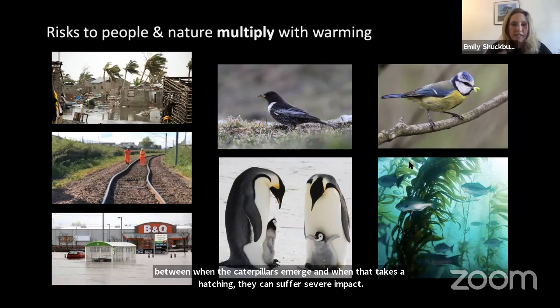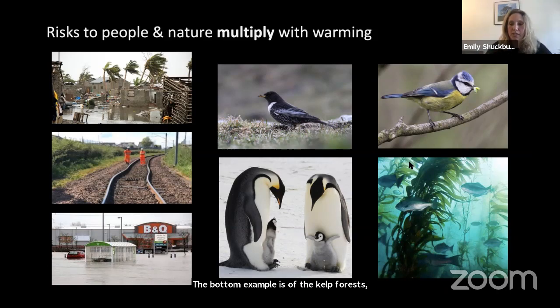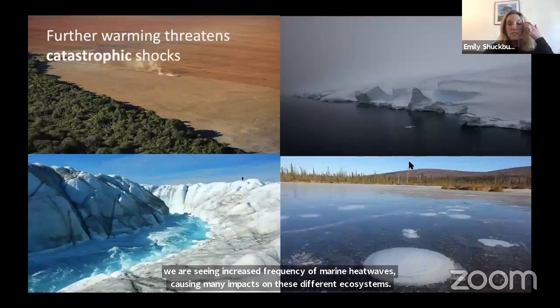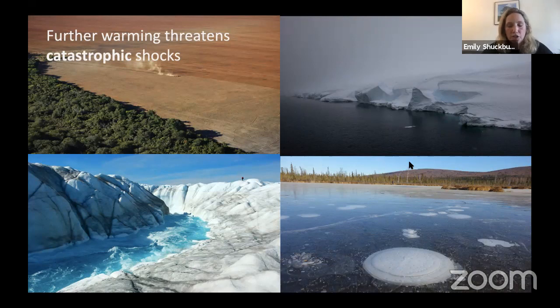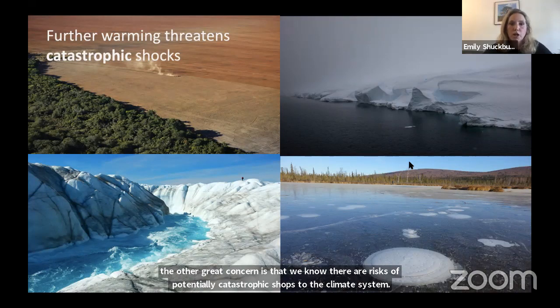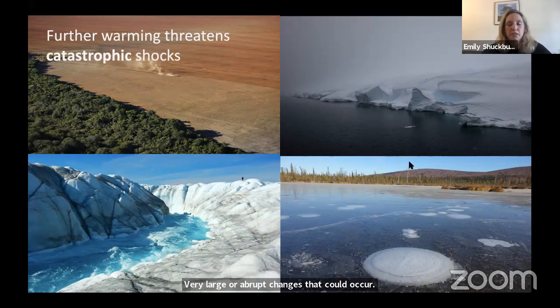We're seeing increasing frequency of marine heat waves, which is causing many impacts on these different ecosystems. And it's not just the risks of the continual change of climate change. The other great concern is that we know there are risks of potentially catastrophic shocks to the climate system, very large or abrupt changes that could occur. And the sorts of things that we're concerned about as climate scientists are shown in these four images here.